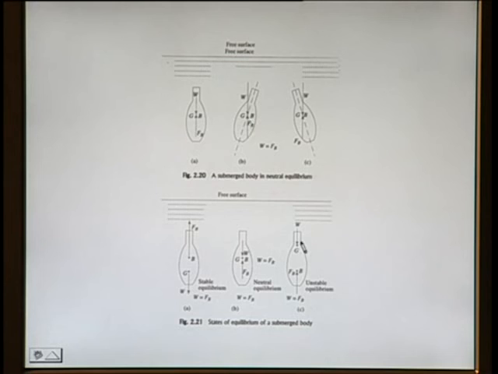Now we have summarized these three scenarios, stable equilibrium, neutral equilibrium and unstable equilibrium, with the help of these three figures. For stable equilibrium of a fully submerged body, B must be above G. For neutral equilibrium, both G and B lie at the same point, and when G is above B, this forms unstable equilibrium.